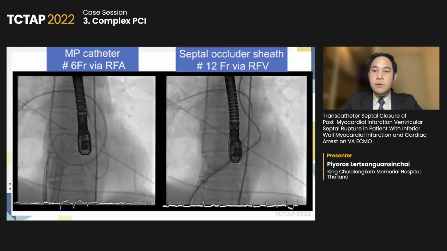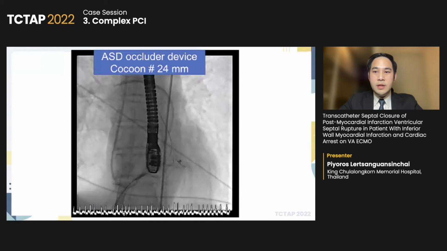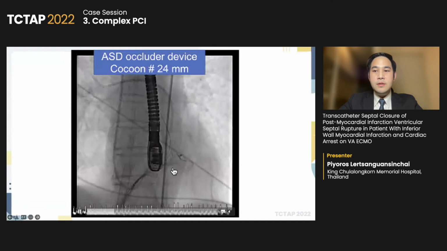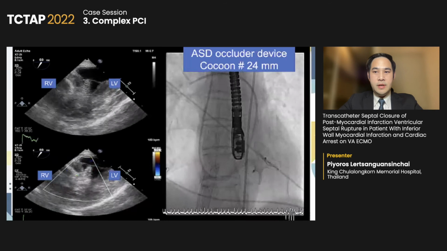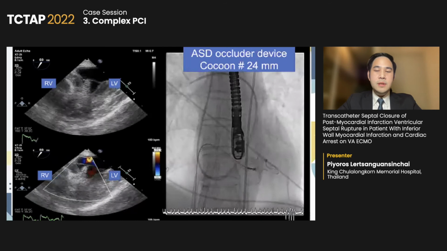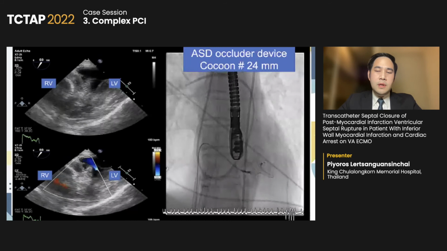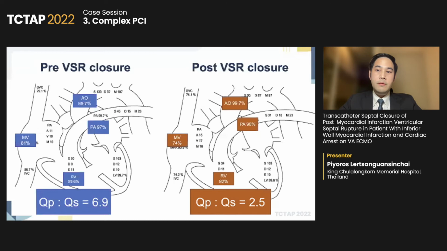The LV disc of the ASD closure device was then delivered to the LV. Then we withdrew it toward the interventricular septum and delivered the RV disc. Before we released the occluder device, we performed transthoracic echocardiography to confirm good septal alignment and device size. After evaluation by echo, the device was deployed from the delivery cable. Post VSR closure, Qp/Qs decreased from 7 to 2.5.